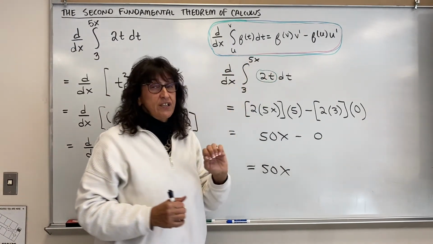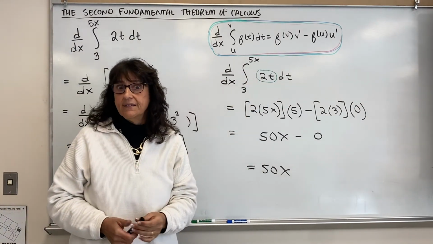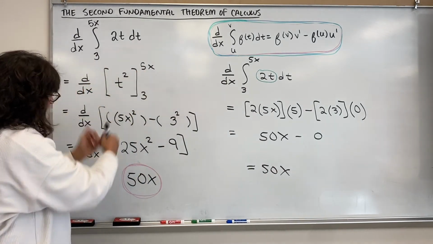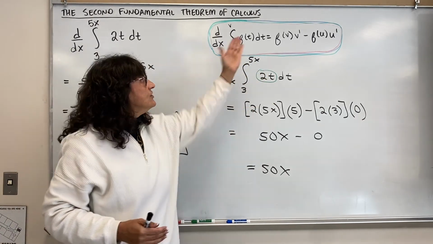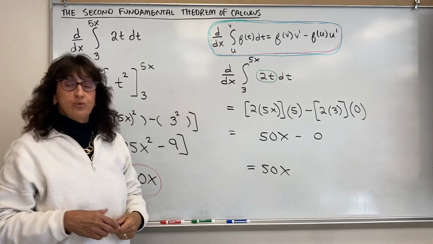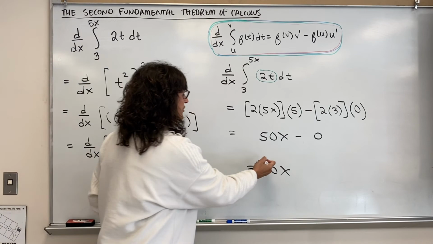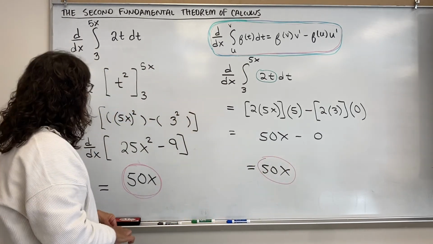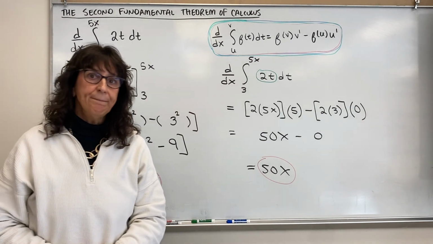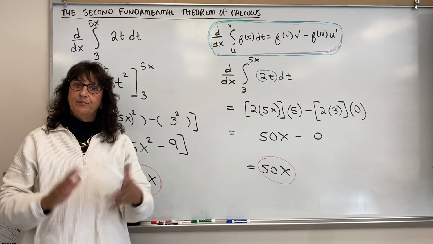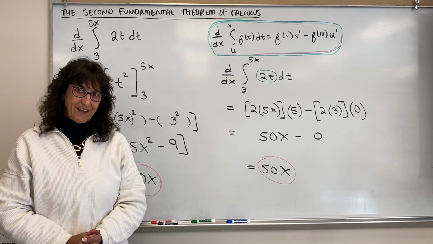This is what you're going to need to use. Sometimes they give you an expression that you can't integrate by hand, so the long method is not possible. If they give you something that cannot be integrated by hand, then you will have to use this rule to get your answer. Whether you use the long method or our little shortcut, you're going to get 50x for your answer. Hopefully this gives you a little bit of insight into the second fundamental theorem of calculus. I hope this helps. Thank you again for watching.